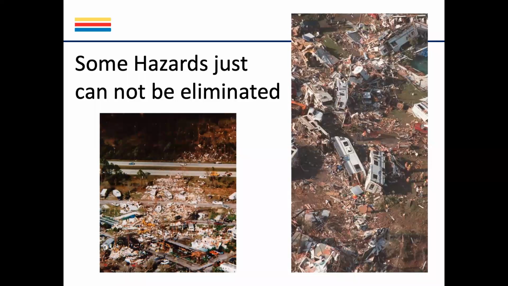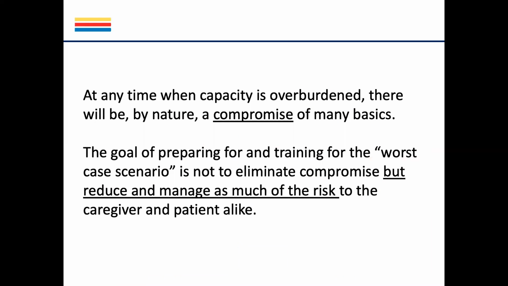But the hospitals around here, again, we're not set up, and this tornado happened to have gone all through Central Florida, and was one of the largest mass casualty events we'd ever seen in the county areas. So at any time when a capacity is overburdened, there's going to be compromise of a lot of the basics. And the goal of preparing and training for the worst case scenario is not to eliminate the compromise, but to reduce and manage as much of the risk to the caregiver and the patient. And that's what we're hearing a lot of right now, the caregiver's risk factor of not having the PPE equipment, not having N95 masks.